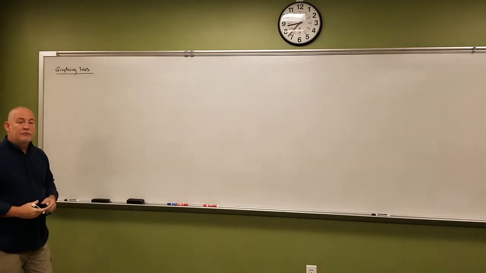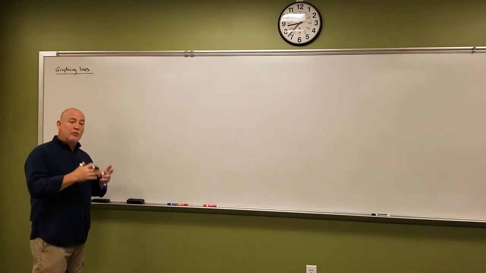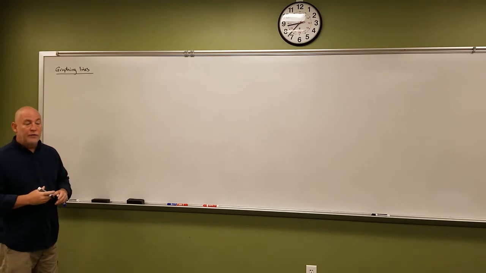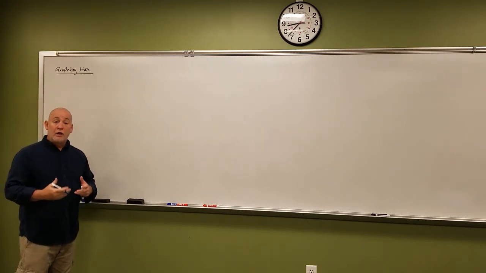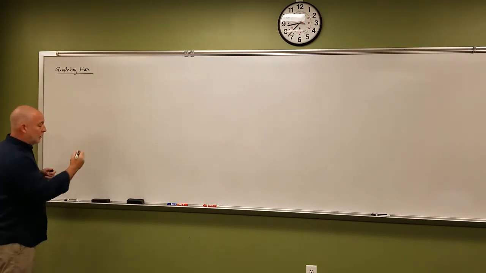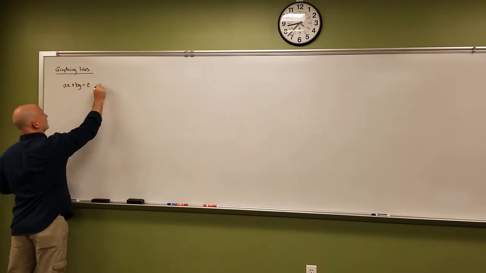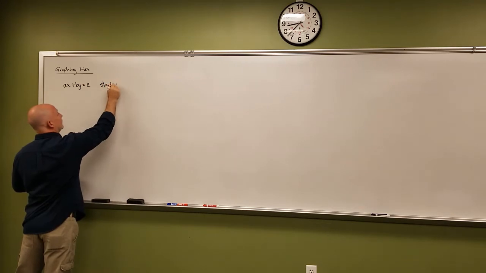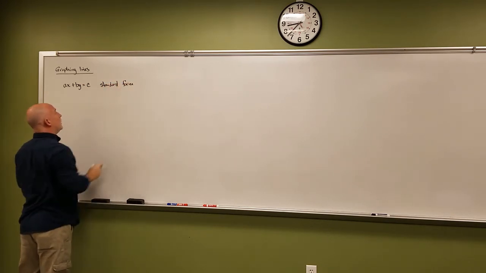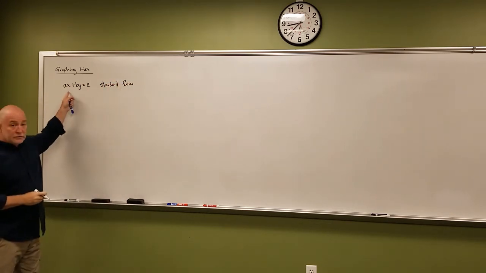In the past, we've seen that if we drew a picture of all the solutions to a linear equation in two variables, the picture ended up being a line. So we were talking about equations that look like this. And remember, we called this standard form. This is a linear equation in two variables.